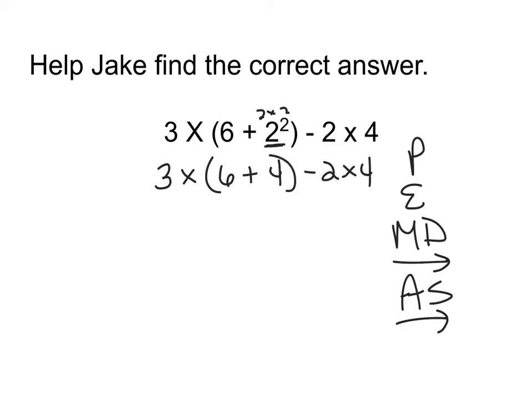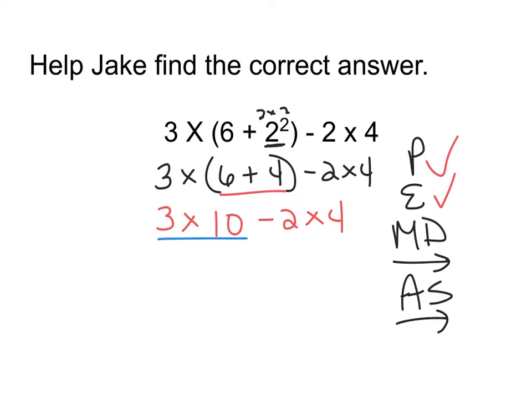Okay, so now we're going to go ahead and do what's in parentheses. So that's 3 times 6 plus 4 is 10, minus 2 times 4. So we did the parentheses, and we did the exponent already. So now we're going to do multiplication or division from left to right. In this case, it's multiplication first.